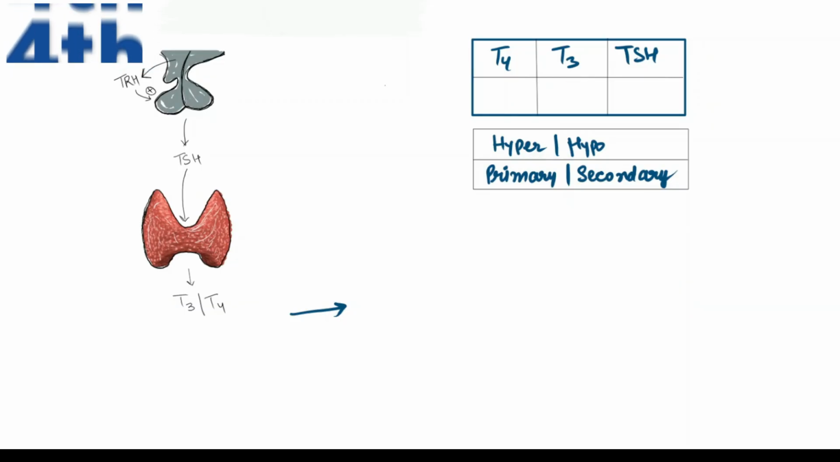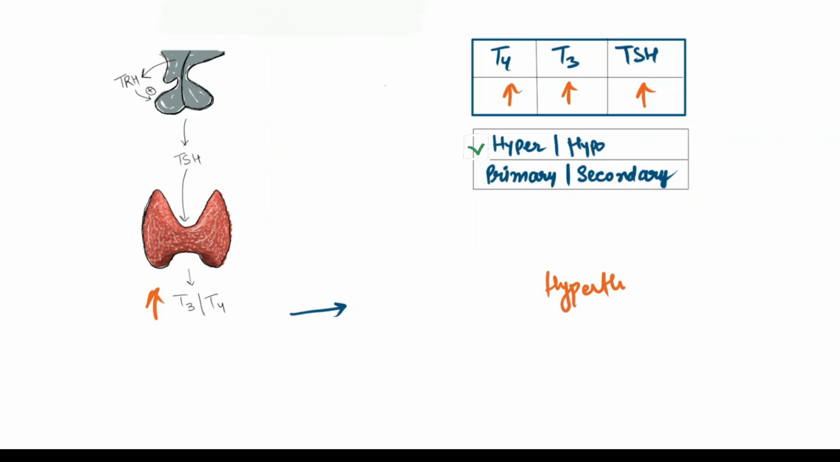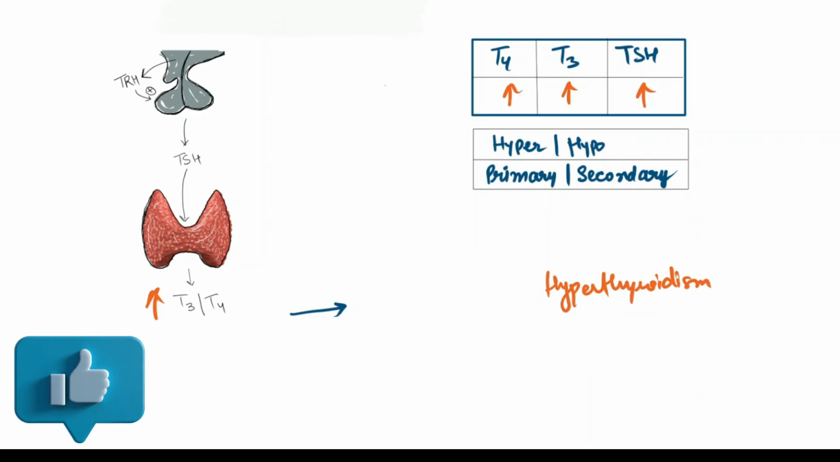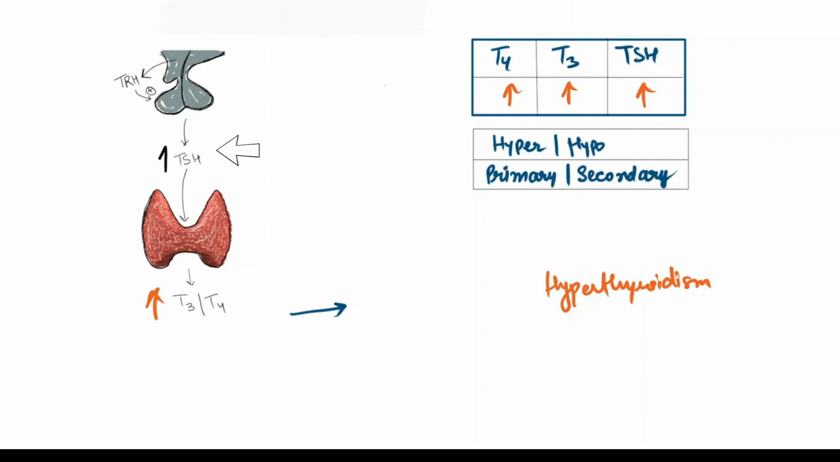And now in the fourth case scenario, we see the TSH is on the higher side, the T3 is on the higher side, and T4 is also on the higher side. So because of increased T3 and T4 levels, this is the case of hyperthyroidism. But we have to answer the second question, whether it is secondary or primary hyperthyroidism. As in this case, there is increased production of TSH also.